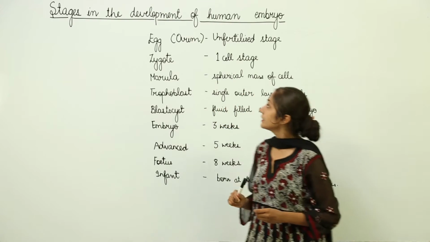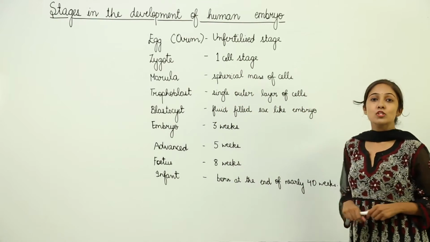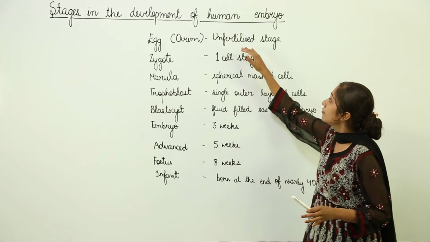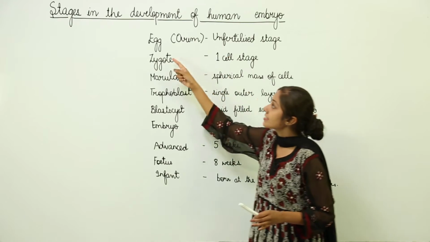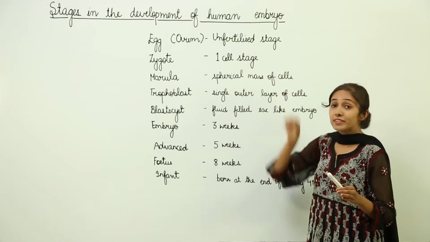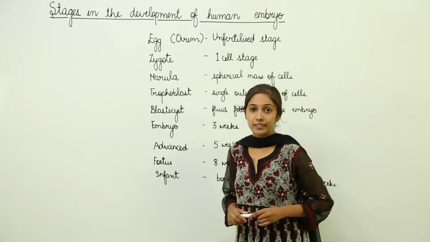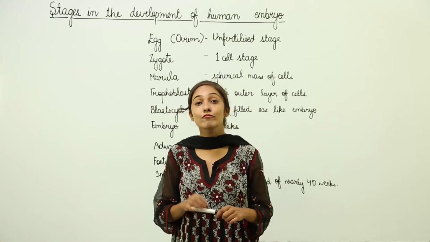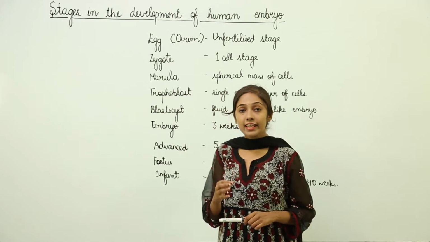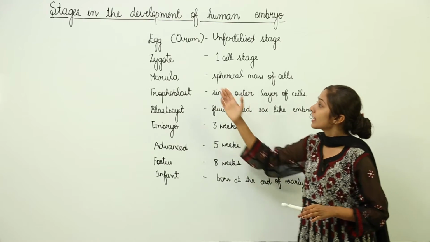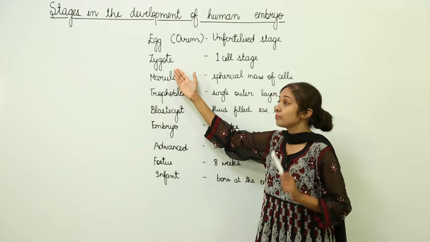Now let's discuss the stages in the development of human embryo. First of all, you know that we have an unfertilized stage that we call the egg or the ovum. This is an unfertilized stage, meaning when the fertilization has not taken place. When the egg has been fertilized, meaning the sperm fuses with the egg, then a single cell stage after fertilization is formed that we call the zygote. I hope you remember this.